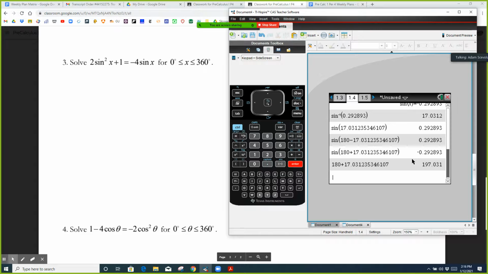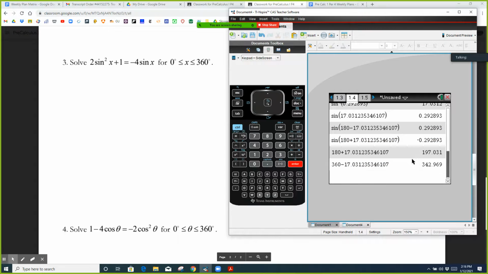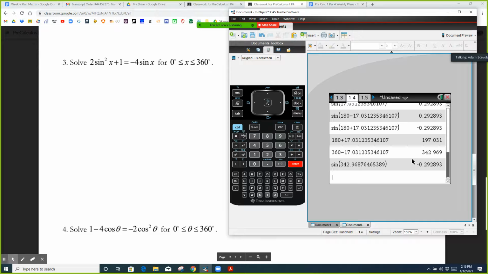All right. And then the other solution would be 360 minus the reference angle that we got from doing the sine inverse of 0.2928. And that's the other angle, 342. And if I check it, the sine of 342 also equals that ratio. So these are my two solutions here, 197.03 and 342.969.